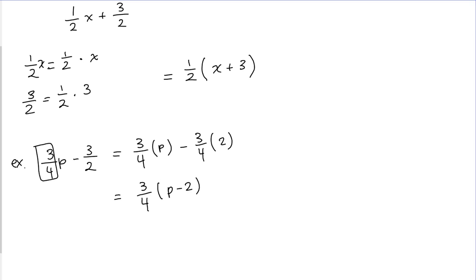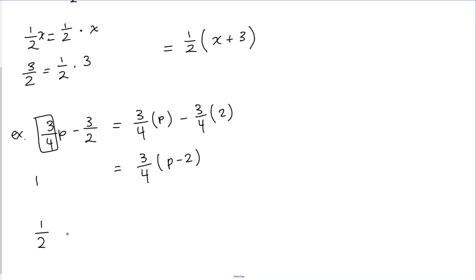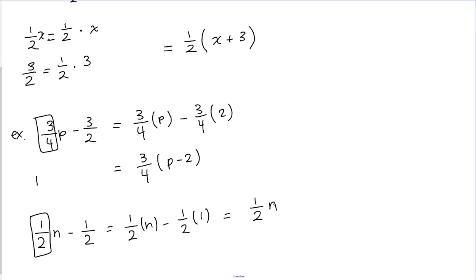Let's do one more for good measure. Let's say we have 1/2 n minus 1/2. Pretty simple. We need to factor it out using the coefficient. That's 1/2. So 1/2 times n is 1/2 n, and 1/2 times 1 is 1/2. So we can rewrite this as 1/2 times n minus 1. And we've just factored out that coefficient.